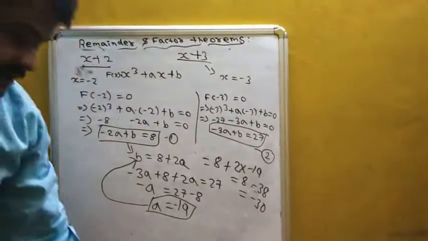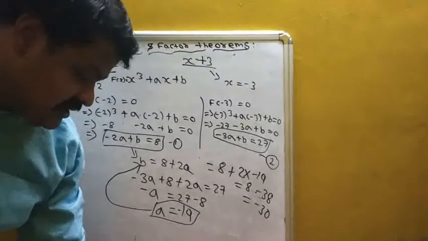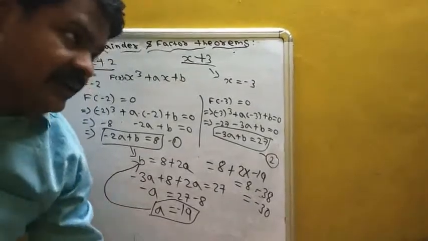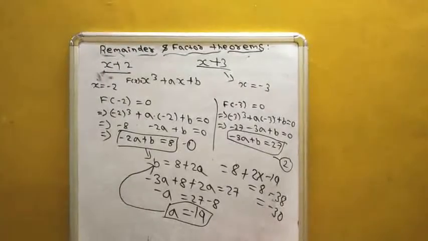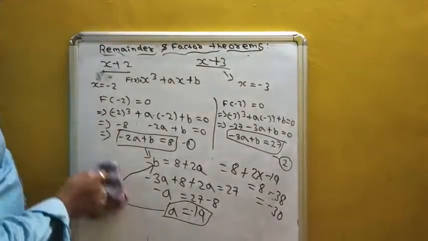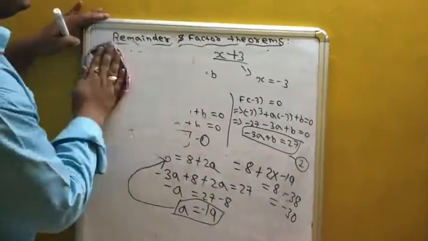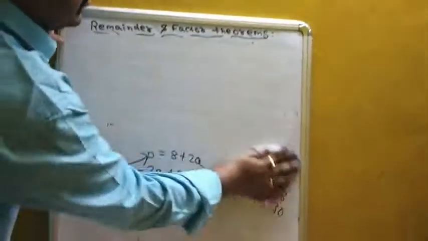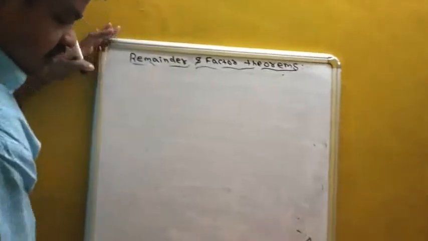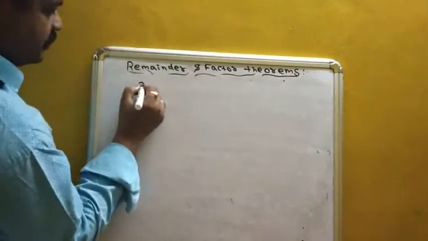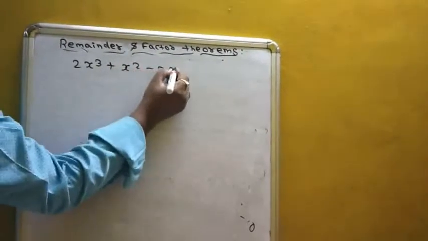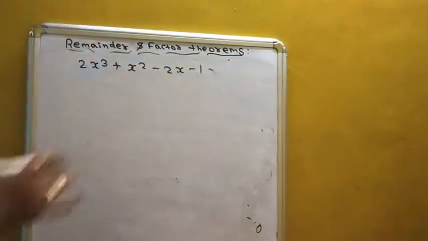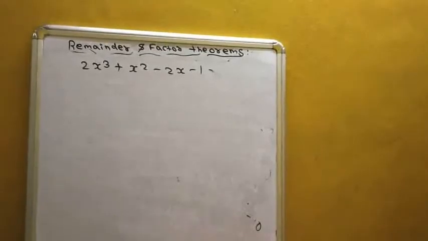So next he will tell you by mixing this remainder and factor theorem. Otherwise he will give you factorize completely. What will he tell you? In the board he will ask you to factorize completely. What is the equation given? 2x cube plus x square minus 2x minus 1 is given. He told you to factorize completely this one.